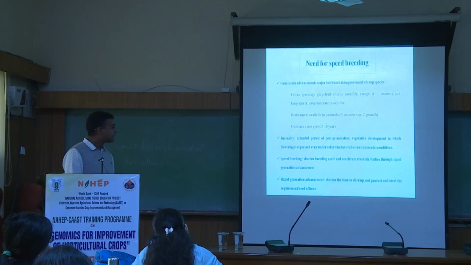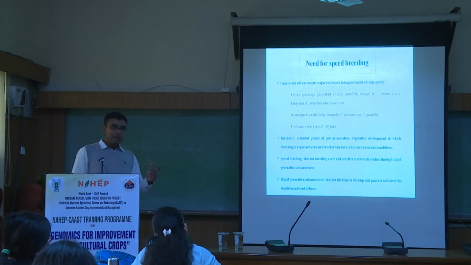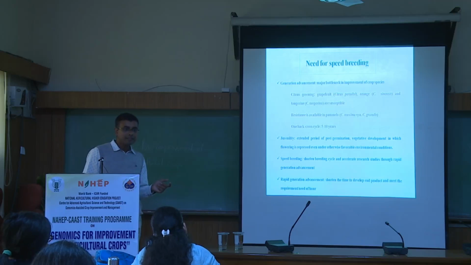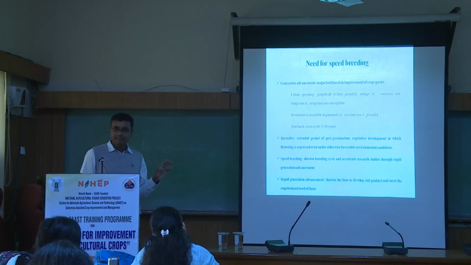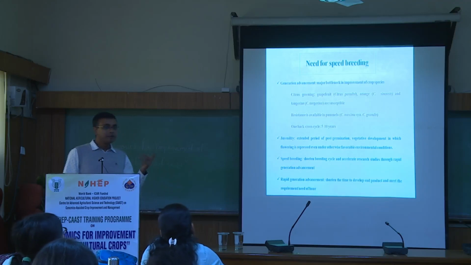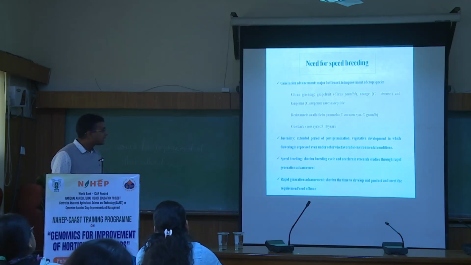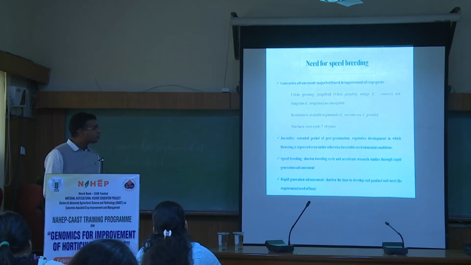But can we transfer this one? One backcross cycle takes 5 to 10 years. So if we go for the conventional breeding methods, it is at least 50 years. By that time, it may not be relevant, no? So that is the challenge. Why is this taking so much time?